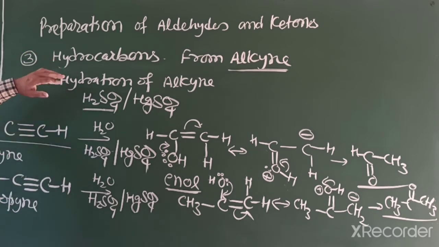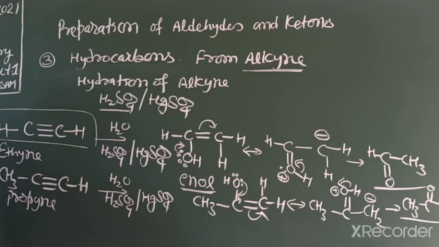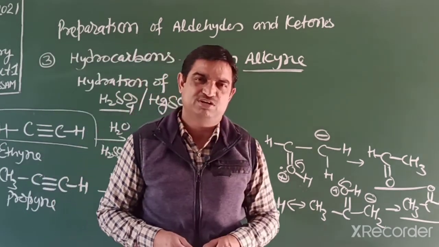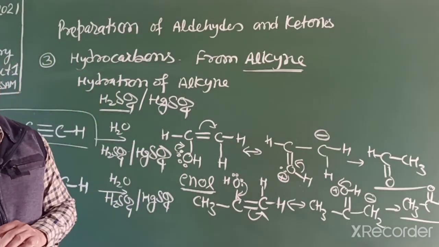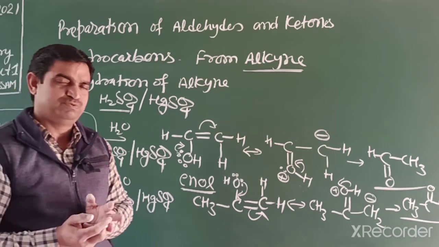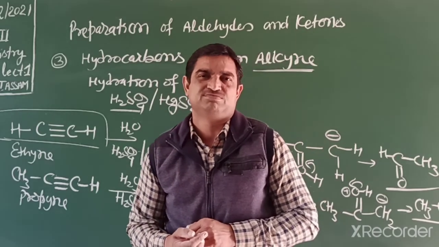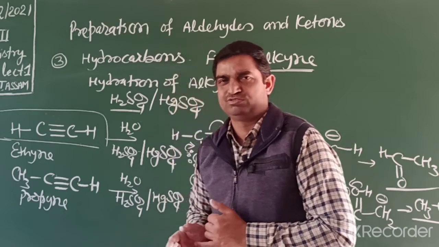If the alkyne is only ethyne, then we can prepare aldehyde, meaning ethanal. If other than this, we always get ketone, propyne, butyne, then we get ketone. So in this way, with these methods from alcohol and hydrocarbons, we can prepare both aldehyde and ketone. After that, we will discuss separate methods for preparation of aldehydes and ketones. So in tomorrow's class, we will discuss the preparation of especially aldehydes and ketones.